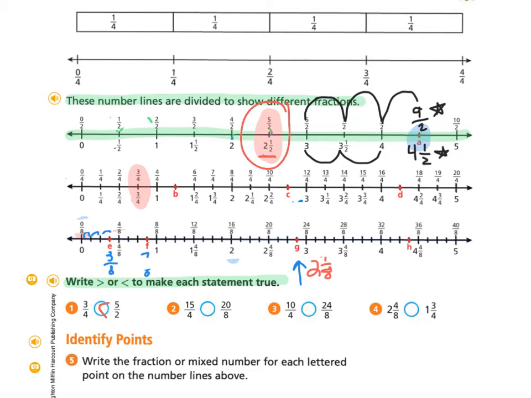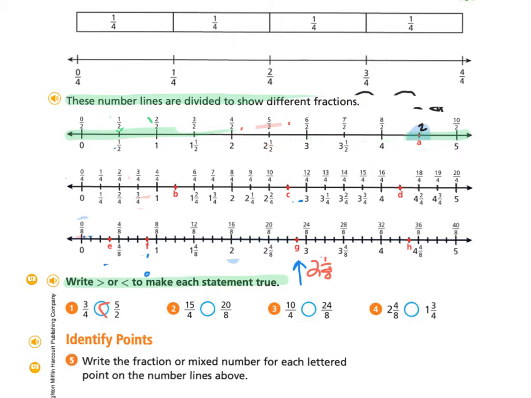Let's look again at number 2. Number 2 is comparing 15/4 with 20/8. Take a moment and find 15/4 on your second number line here and 20/8 on the third number line here. Pause the video until you've found these two numbers.